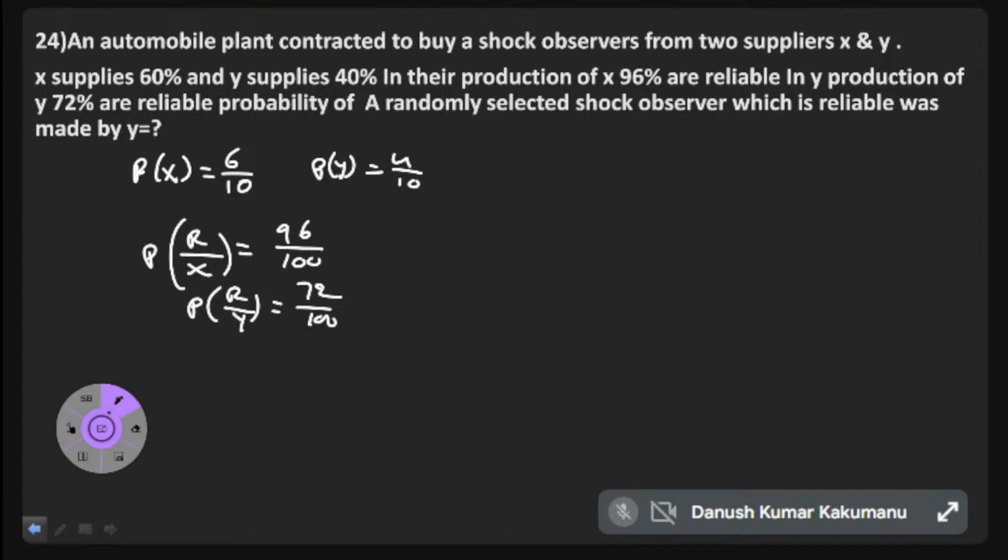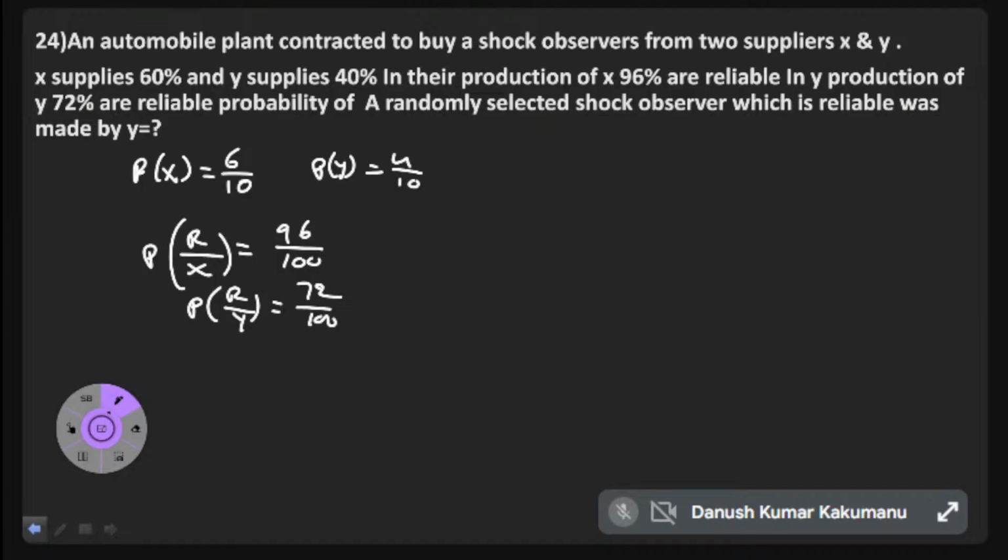Now tell me which company is the best company out of X and Y? X is best. Why? Which one is having more reliable? X. Shock absorbers means what? Which branch? Mechanical or automobile. Okay, very good.